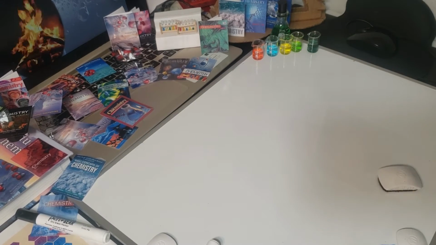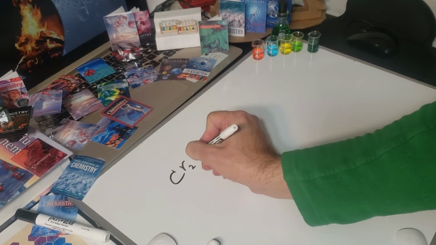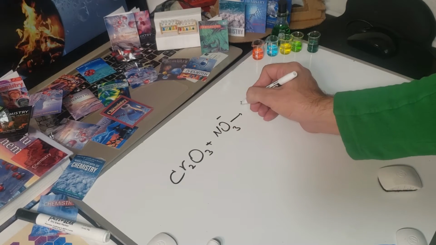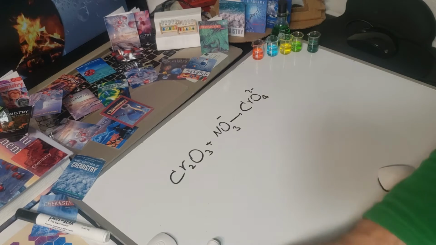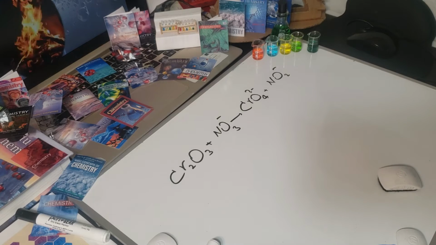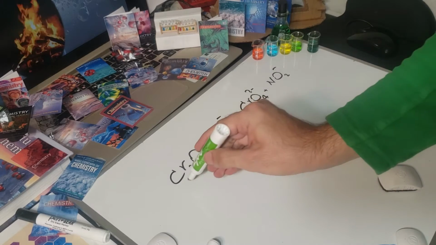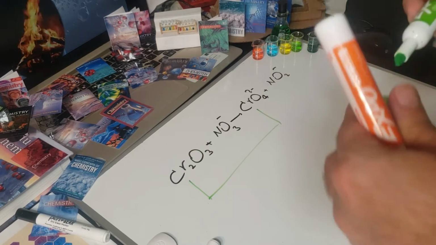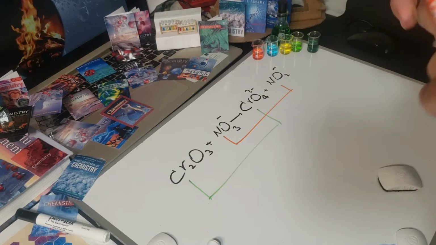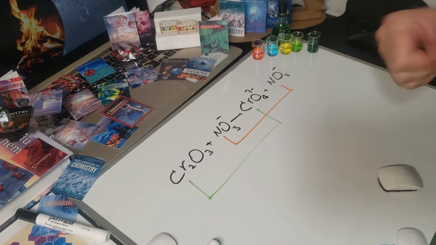Okay, it's good enough. And this would be Cr2O3 plus nitrate, giving me Cr2O7 double minus and NO2 minus. Okay, that's one. And this is also a simple example, but I don't have hydrogens involved. Chromium to chromium and nitrogen to nitrogen.